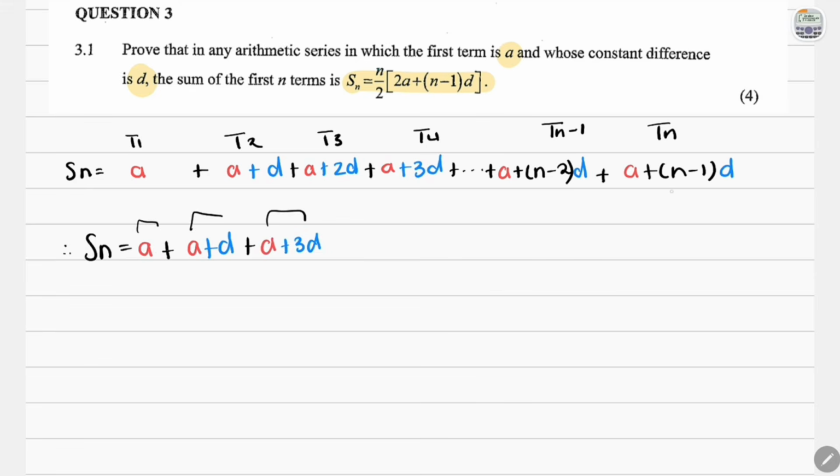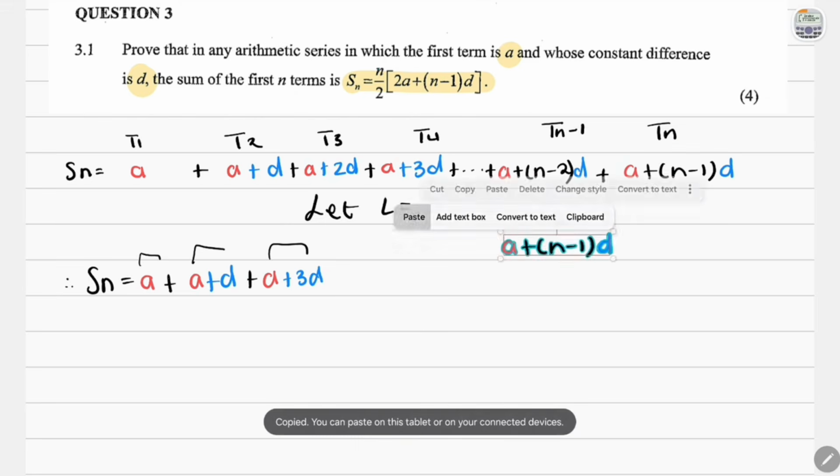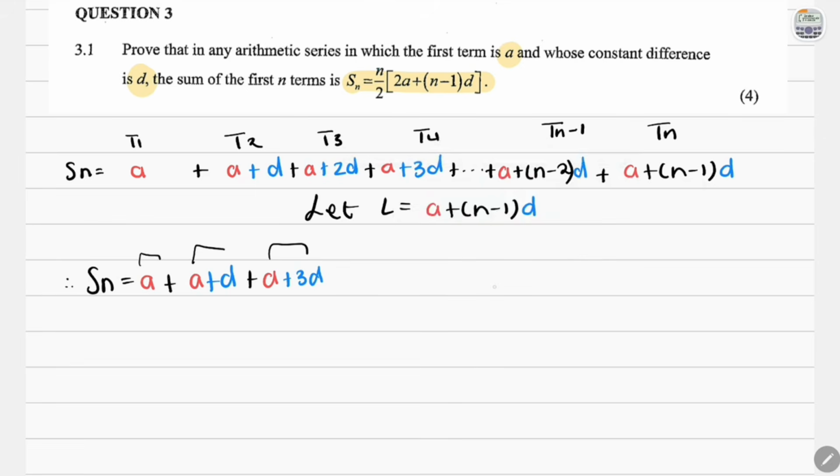Now, with the last term, we're going to call that L. I should have stated that first. We're going to let L be equal to A plus n minus 1D. So that is going to stand for the last term. And so our last term now is L. And what will the term before this be? Well, think about what these terms are doing. Here we have the first term, and this is the last term. When we move forward, we keep adding a D to each successive term. So when you're moving backwards, what are you going to do? You're going to subtract a D.